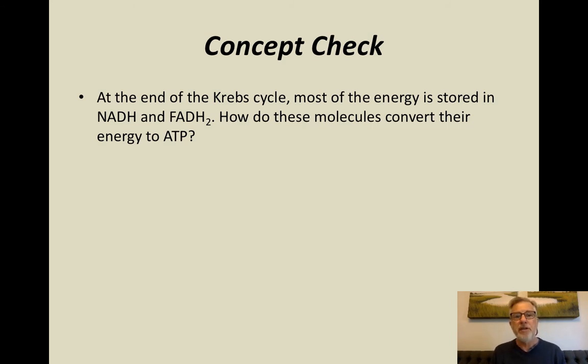So if you said they donate high energy electrons to the electron transport chain, as the electrons travel down the chain, they create a hydrogen ion gradient by pumping hydrogen ions to the intermembrane space. And then that gradient is used to drive the synthesis of ATP by ATP synthase. Then give yourself a pat on the back, because you are right.